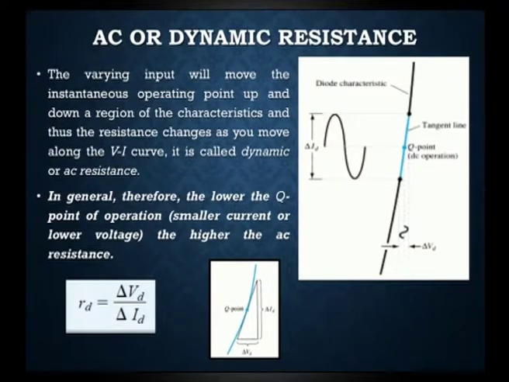Due to this variation in input voltage, we can find the operating point in the VI characteristics also varying instantaneously. So the resistance will not be the same at all times; it may vary. That is why it is called dynamic resistance.